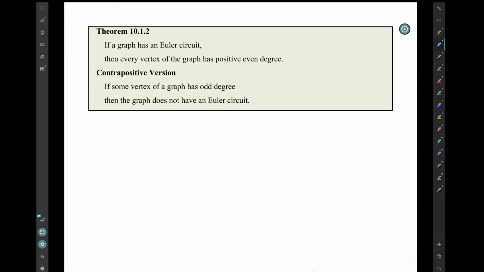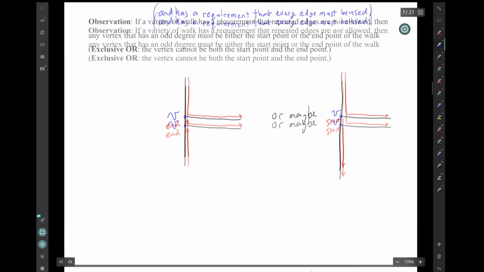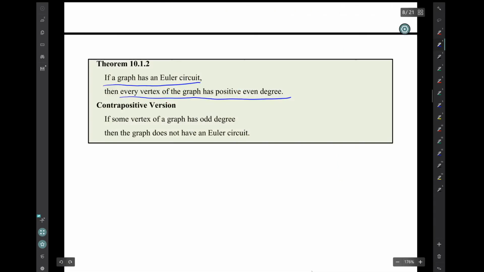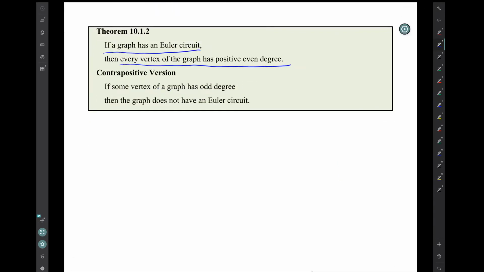So that brings us to this theorem. If a graph has an Euler circuit, then every vertex of the graph has to have a positive even degree. Let's think about why that's true. Let's go back. If there's a vertex that has odd degree, then that vertex has to be the end point or the start point, but not both. So it's impossible for the walk to be a circuit, because a circuit has to start and stop at the same vertex. Now, there's a contrapositive version of this. If some vertex of the graph has an odd degree, then the graph does not have an Euler circuit.